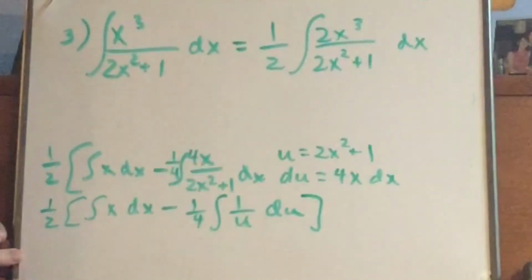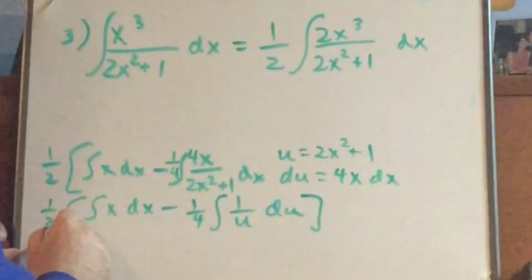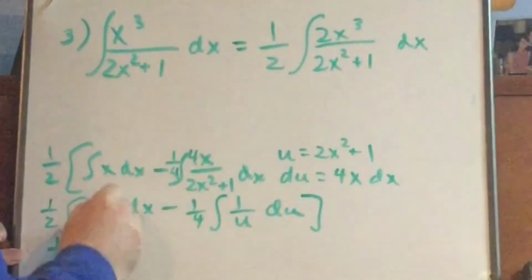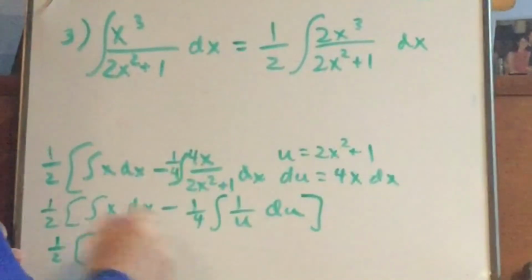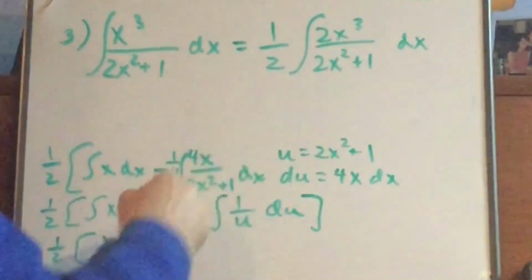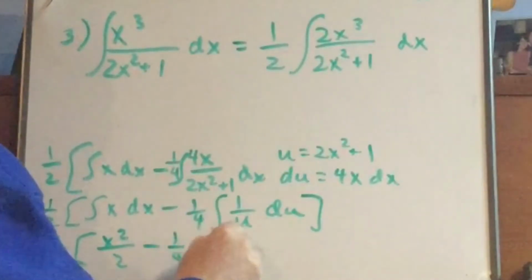Taking the antiderivative now, I have a 1/2 on the outside still. Antiderivative of x is x squared over 2. And this is an ln case, so I'm going to have 1/4 ln of the absolute value of u.